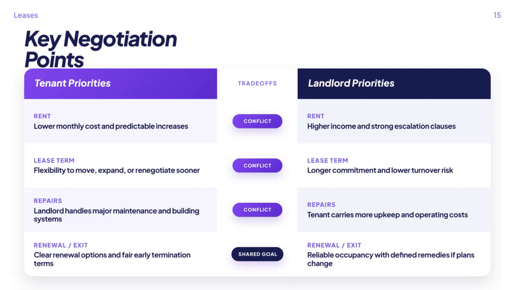When we look at tenant priorities, affordability and predictability stand out, especially with rent. Tenants want lower monthly costs and predictable rent increases to manage their budgets more effectively. On the other hand, landlords are focused on securing higher income through rent, often including strong escalation clauses to protect their returns over time. This creates a natural trade-off and potential conflict in rent negotiations.